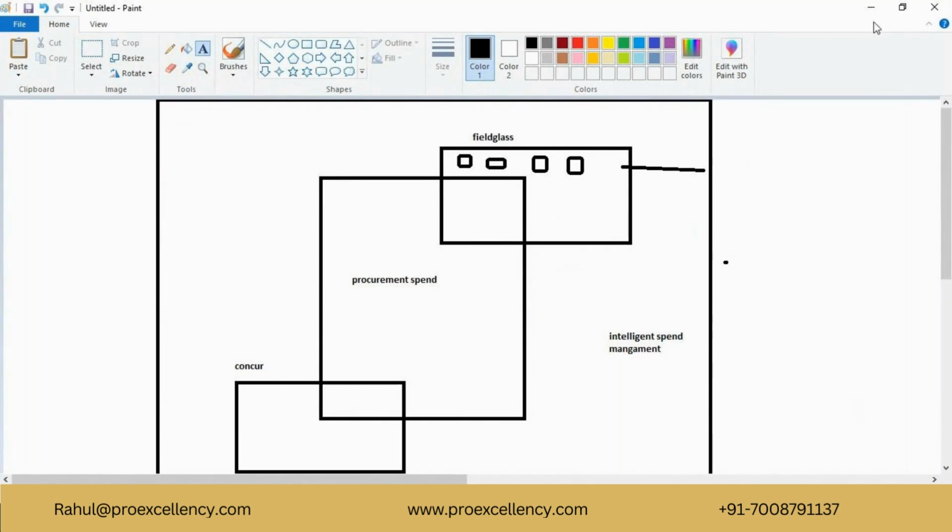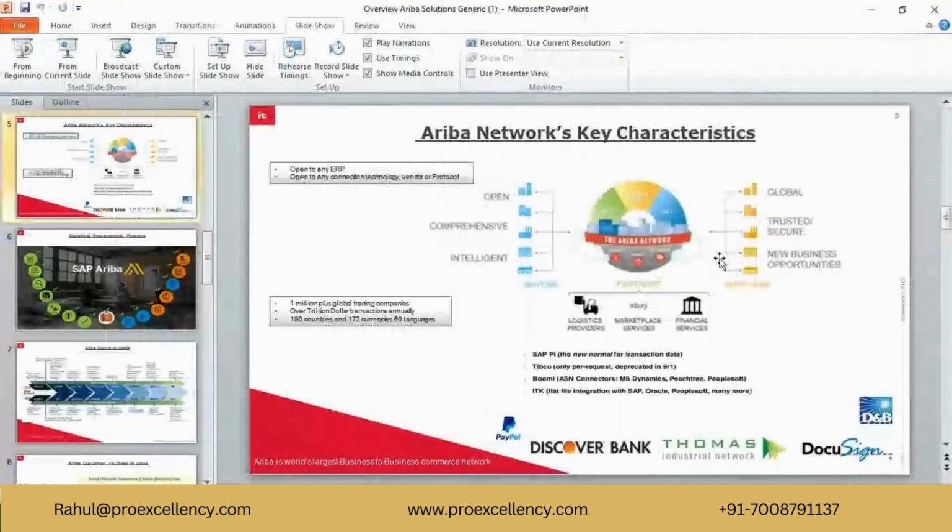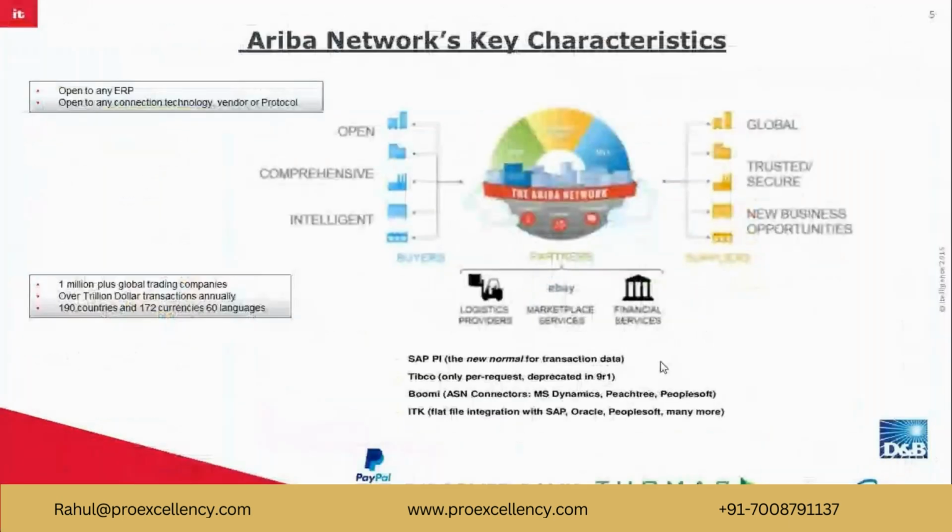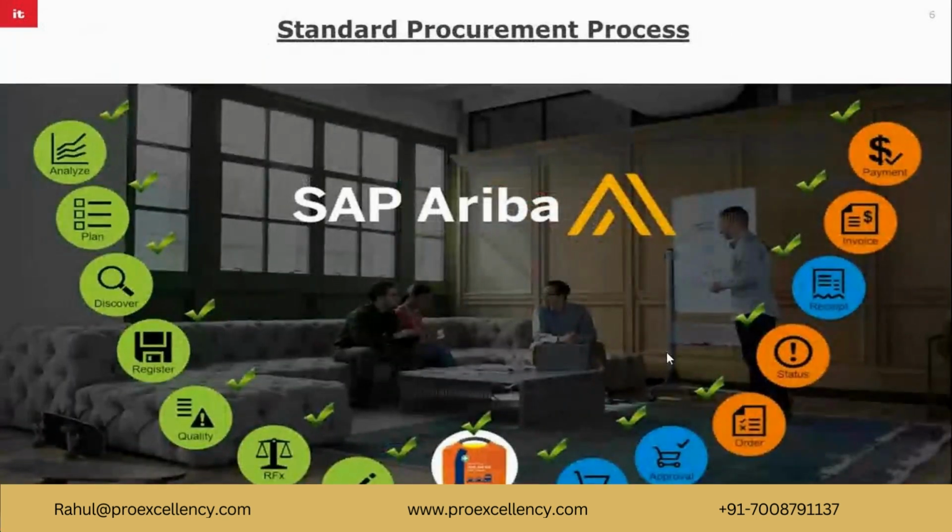Make sense? So do we need Ariba for every Fieldglass and Concur, or are they separate solutions? No, Ariba is the base, and if you would like to purchase Ariba with Concur, you can go for it. Ariba with Fieldglass, you can go for it. Ariba with both, you can go for it. But nowadays, Ariba will try to sell the solution to you at a higher cost, calling it intelligent spend management. Make sense? Great.